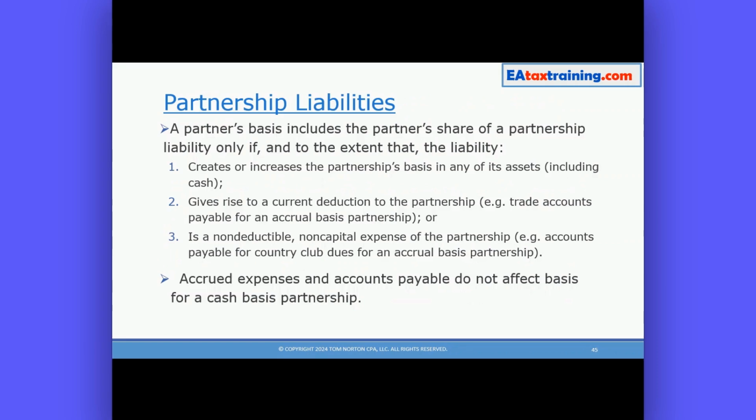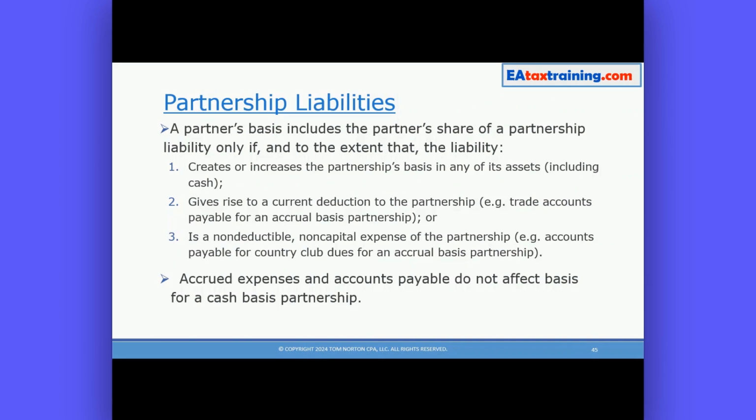To understand why that is the case, I'll explain it now just for your curiosity, but you don't actually need to know this for the exam. What this is doing is putting partners in accrual basis partnerships on the same footing as partners in a cash basis partnership. Because in an accrual basis partnership, when you create an accounts payable, there is going to be a deduction on the partnership's books. And remember, the partner is going to increase or decrease their basis in the partnership depending on the profits or losses of that partnership.